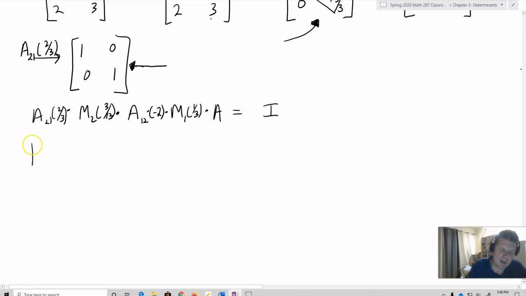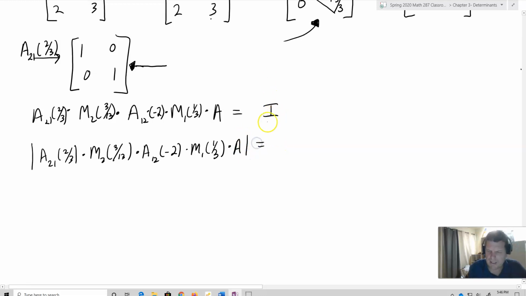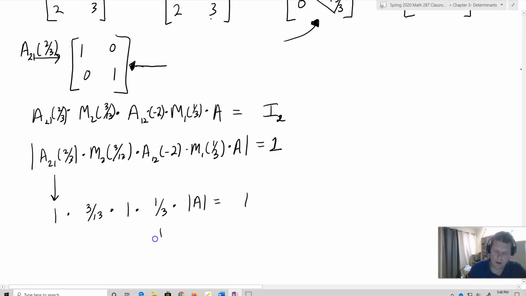Now, if I take the determinant of both sides, the determinant of A21(2/3) times M2(3/13) times A12(-2) times M1(1/3) times A equals the determinant of the identity, which is always going to equal 1. You can confirm that for yourself; it's just got ones on the diagonal. So this gives me 1 times 3/13 times 1 times 1/3 times the determinant of A equals 1. So 1/13 times the determinant of A equals 1, and consequently the determinant of A simply equals 13.